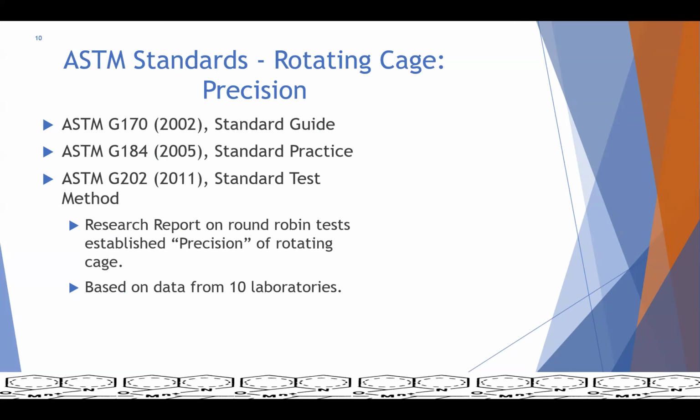The first standard was published in 2002 as a standard guide, ASTM G202. And then standard practice in 2005. Standard test method was originally published in 2009. Reproducibility statement published in 2011.